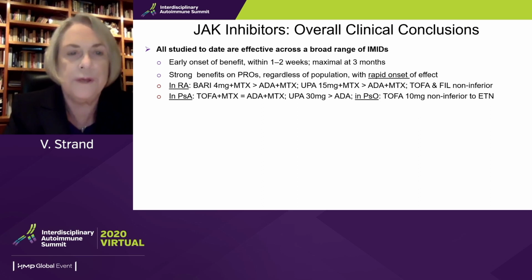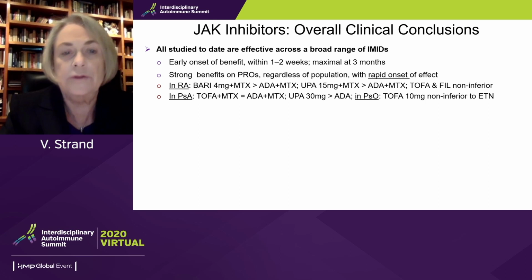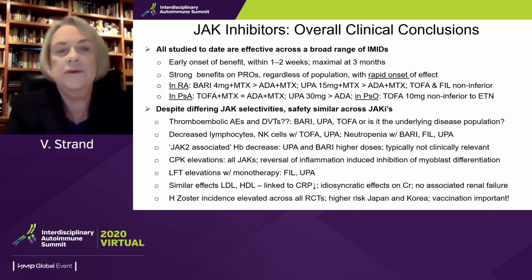In PsA, tofa plus methotrexate was non-inferior to adalimumab plus methotrexate. Upadacitinib 30 milligrams was actually statistically superior to adalimumab. And in psoriasis, tofacitinib 10 milligrams was non-inferior to etanercept. Other than that, we know that the safety profile is different, but similar across the JAKs.